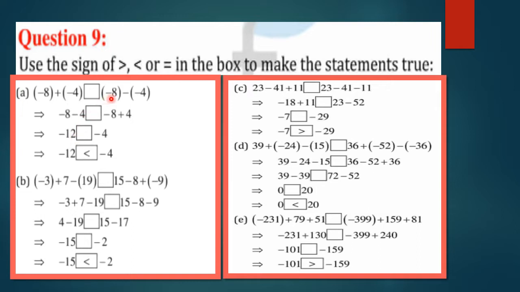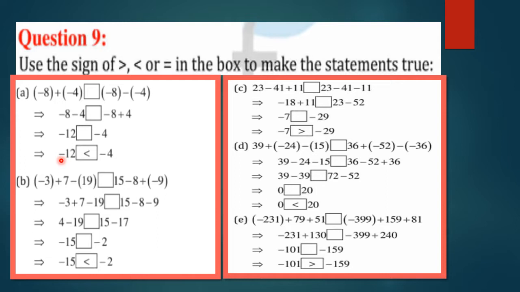Then right hand side, minus 8 minus minus 4. So minus 8 minus and minus, minus into minus is plus. So minus 8 plus 4. Again one minus, one plus, so subtract and put minus sign. So 8 minus 4, 4. So minus 4. Now minus 12 and minus 4.